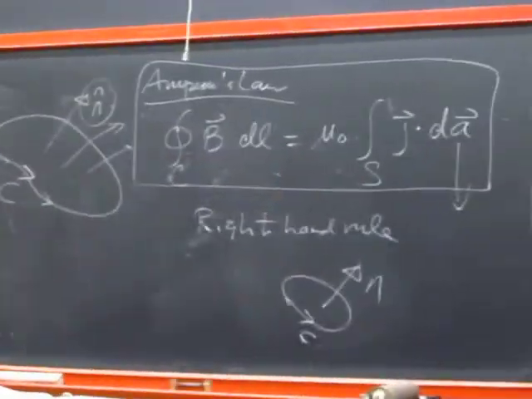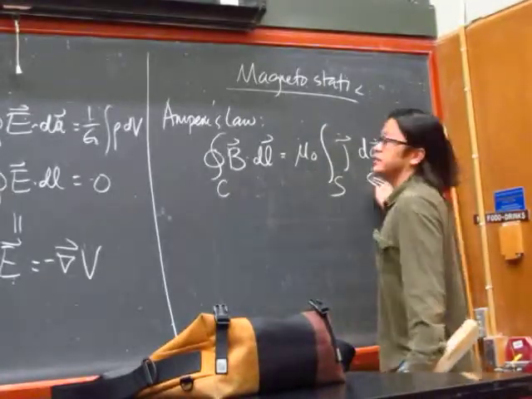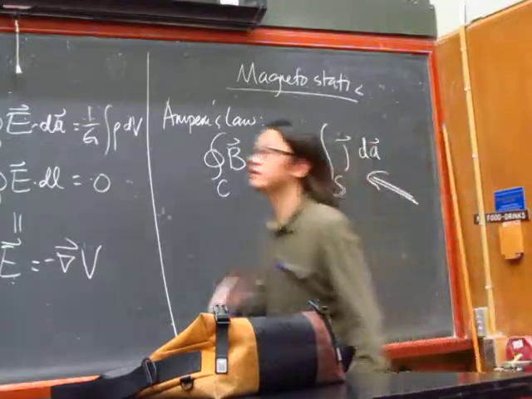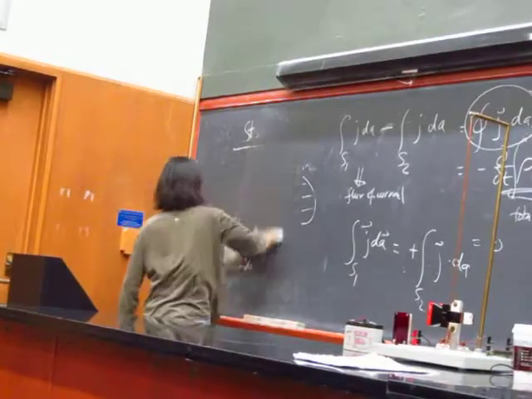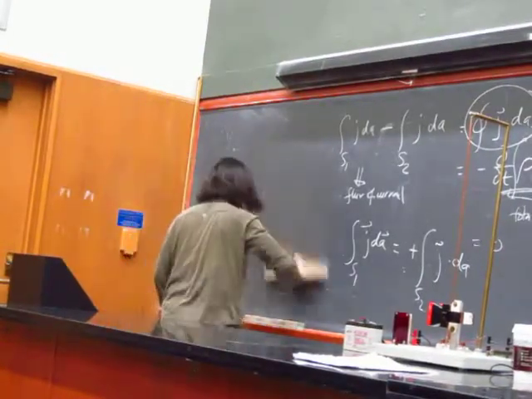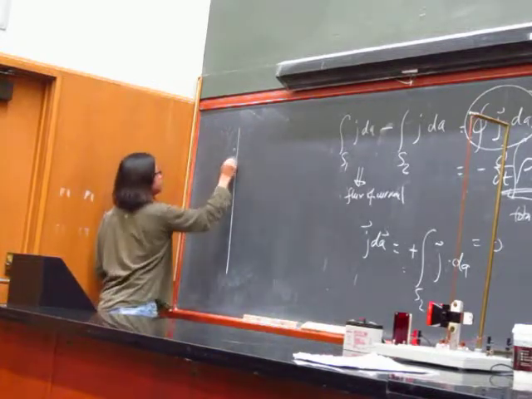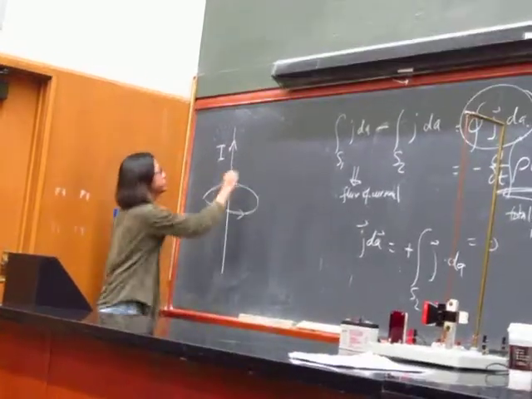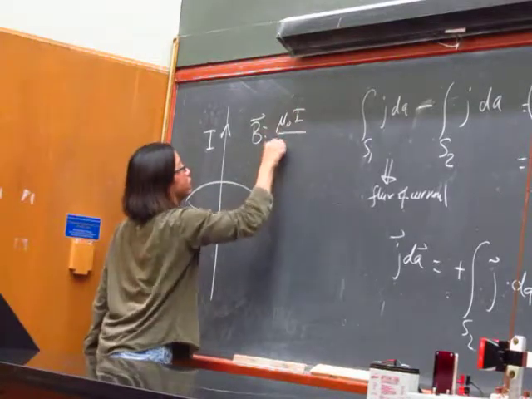It turns out this is not enough to define the magnetic field, right? Just as in electrostatics, we have two equations. Here we only found one so far. So let's go back to our original example and generalize again. Here we found that the field is μ naught I over 2 pi R.